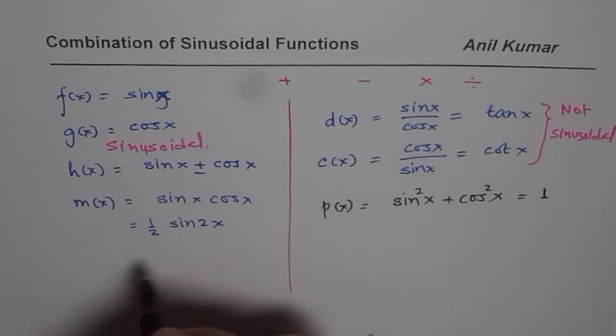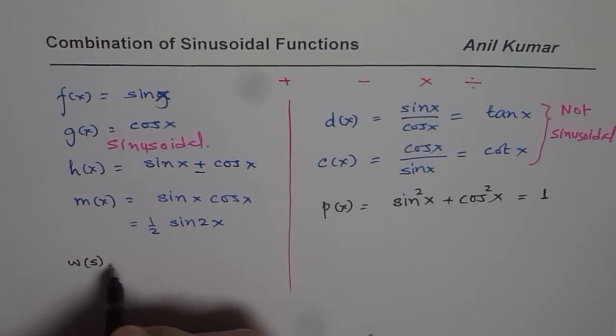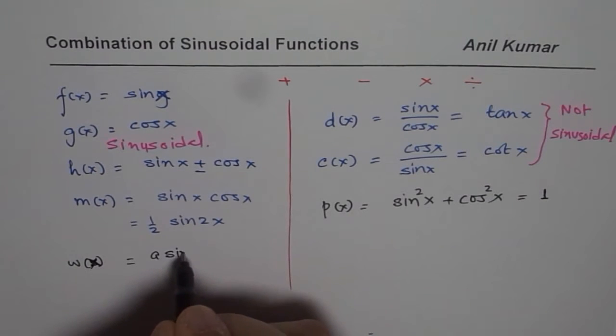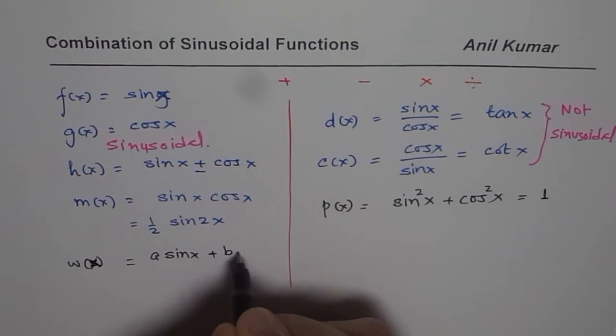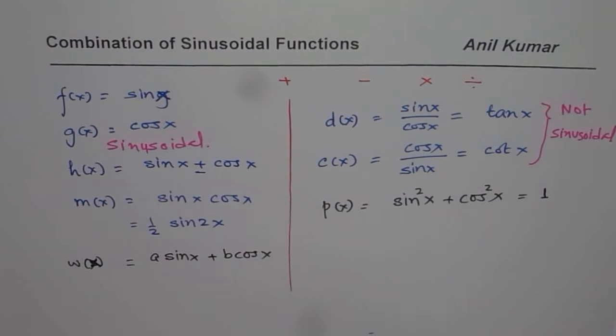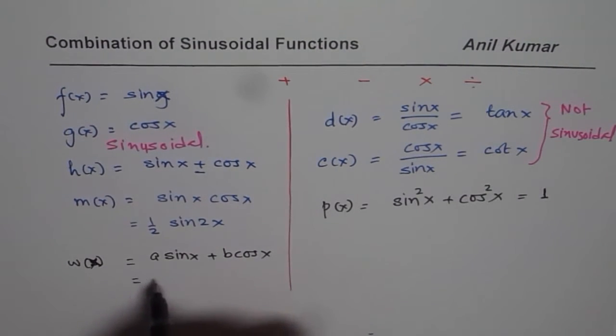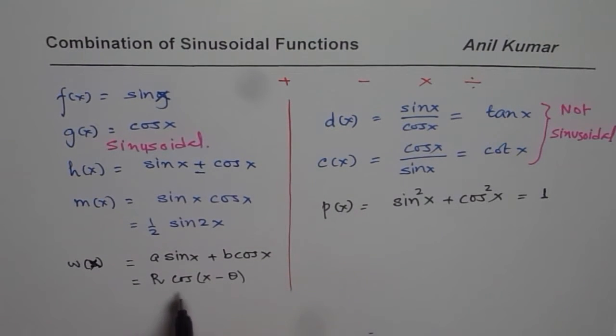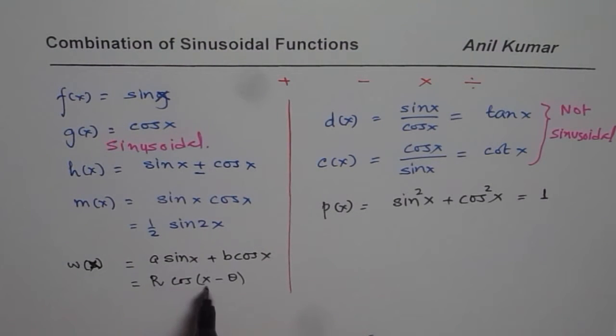Here there is a very important function which we call the wave function. So for the wave function, let me write x as the parameter. We are considering a sine x plus b cos x. Now that kind of function could actually be written in the form of r cos of x minus theta, right? So that is a sinusoidal function. When you combine these two, you can get it in the form of r cos of x minus theta.